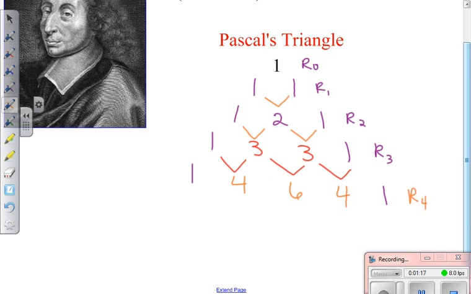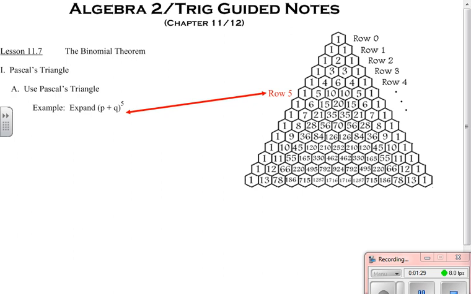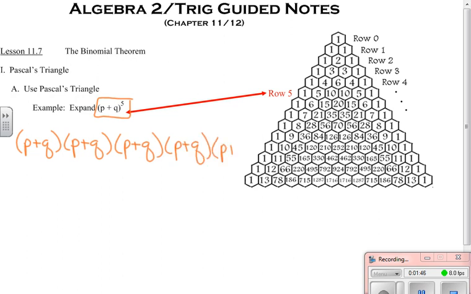Now this has another use. We can use it for combinations, which we did a couple chapters ago. It's also going to come in handy for this unit. So, for example, if you just think for a minute about expanding p plus q to the 5th, that literally means p plus q times p plus q times p plus q times p plus q times p plus q.